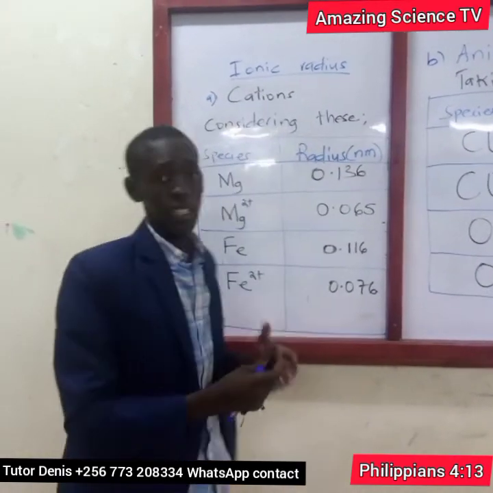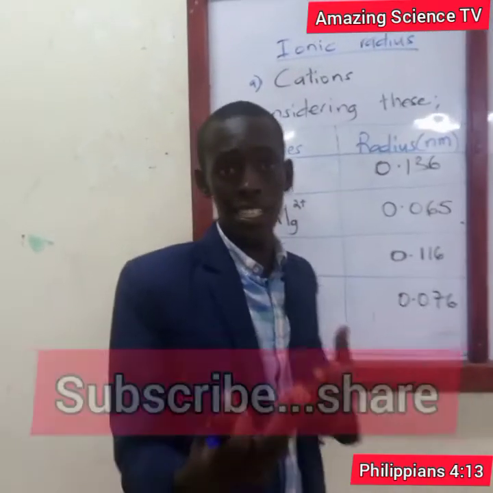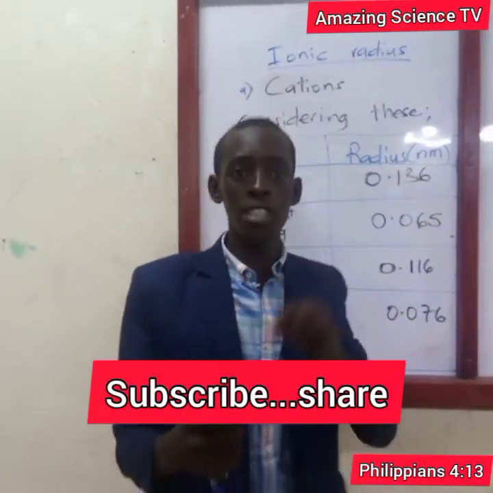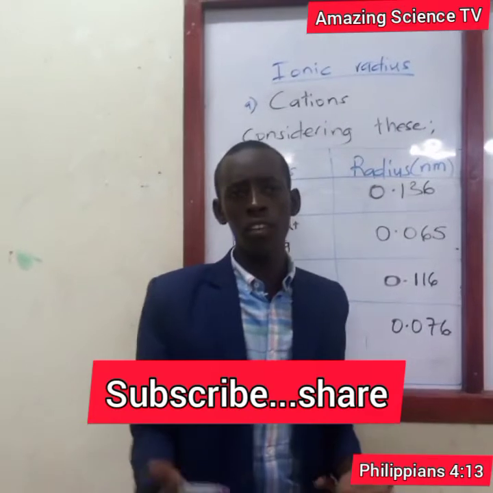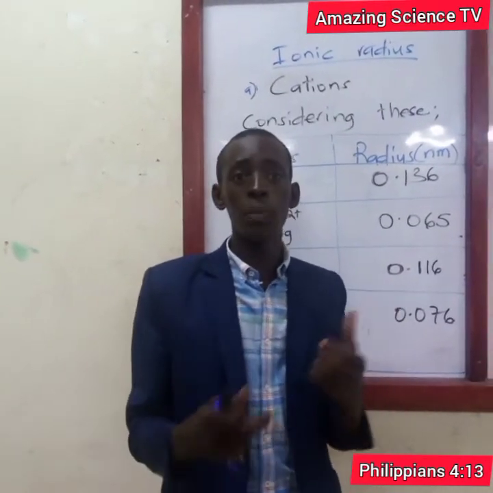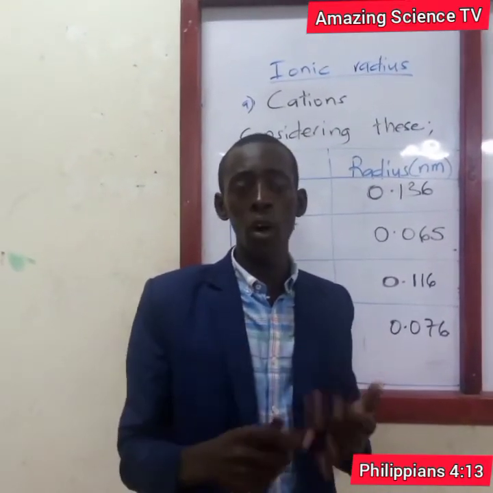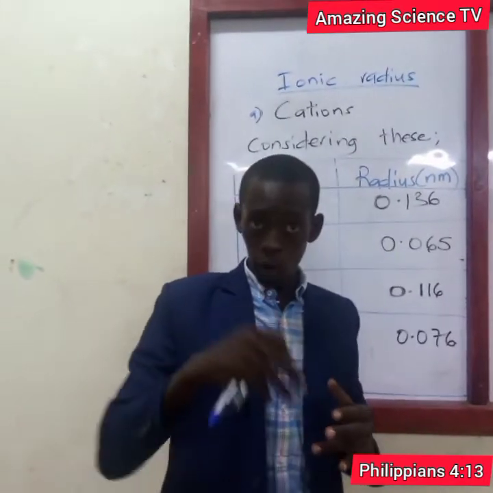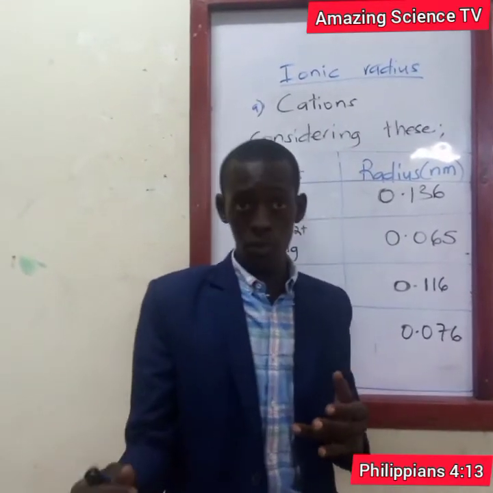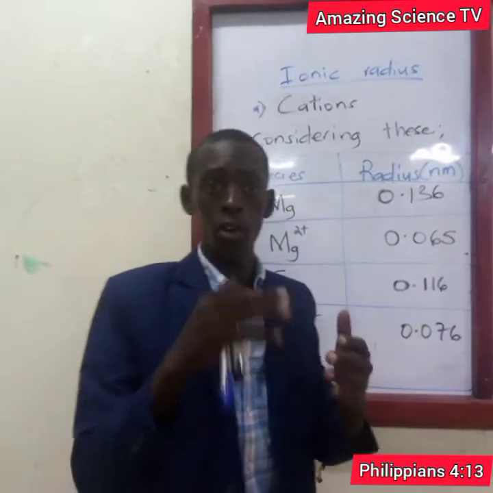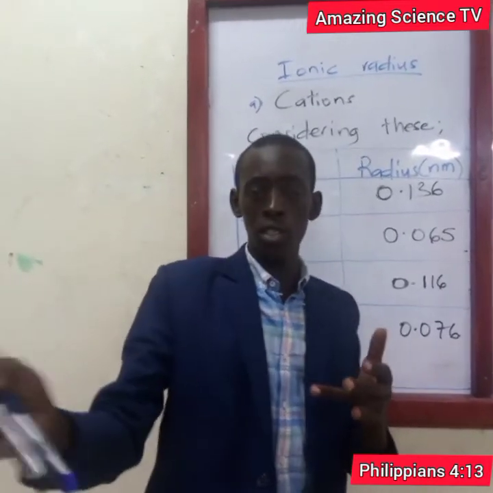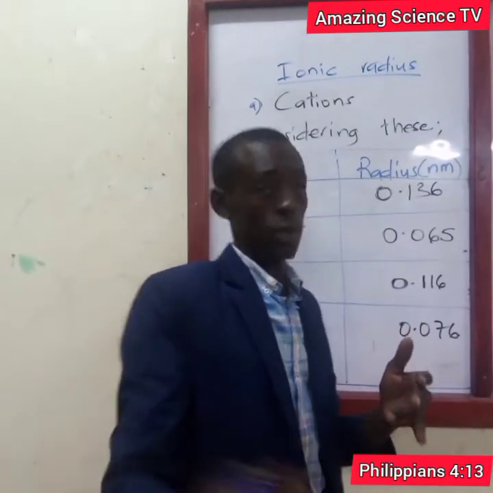So in cations, what are cations first? Cations are positively charged ions. How are they formed? Cations are formed by removal of one or more electrons from atoms, from neutral atoms. Removal of one or more electrons from gaseous neutral atoms.